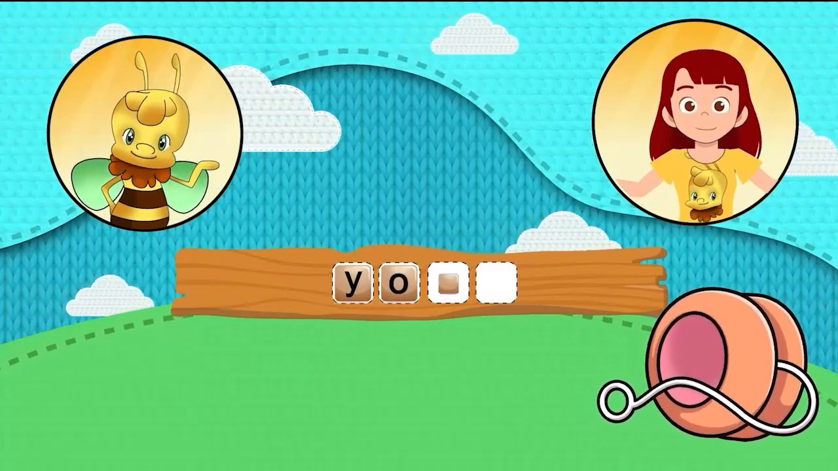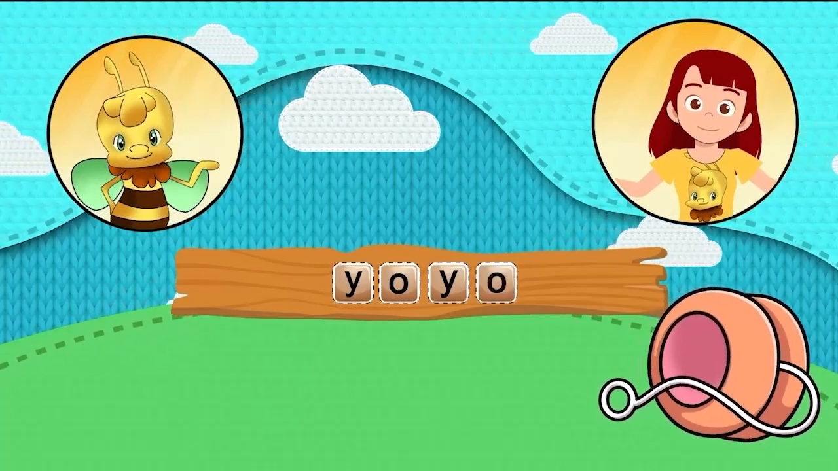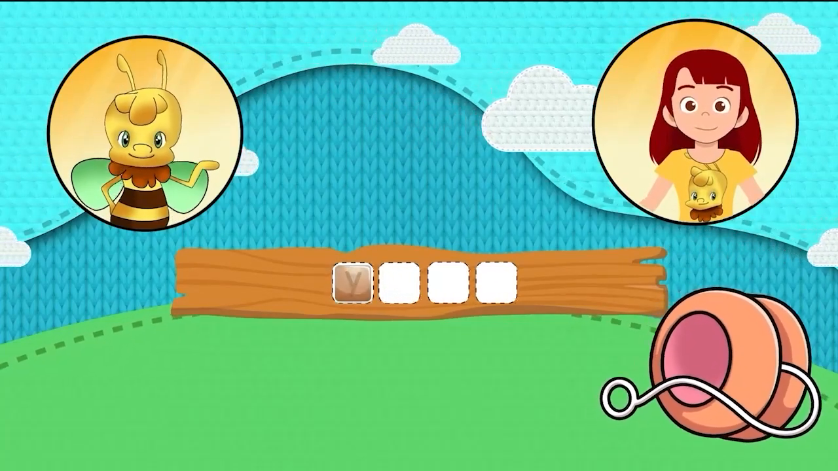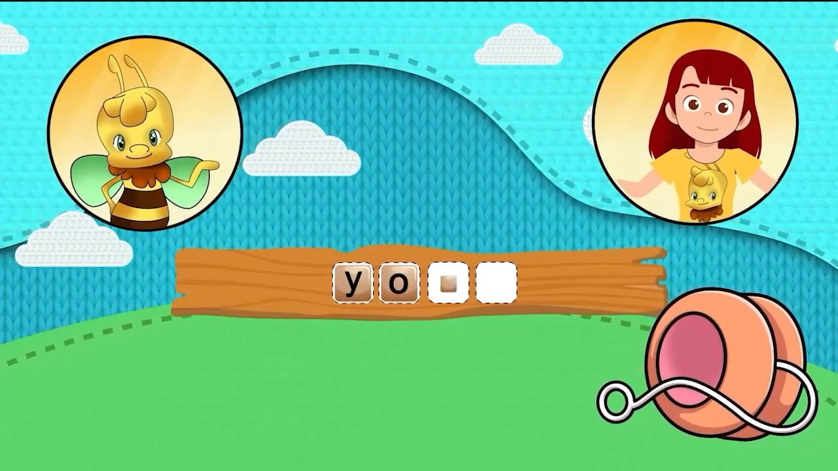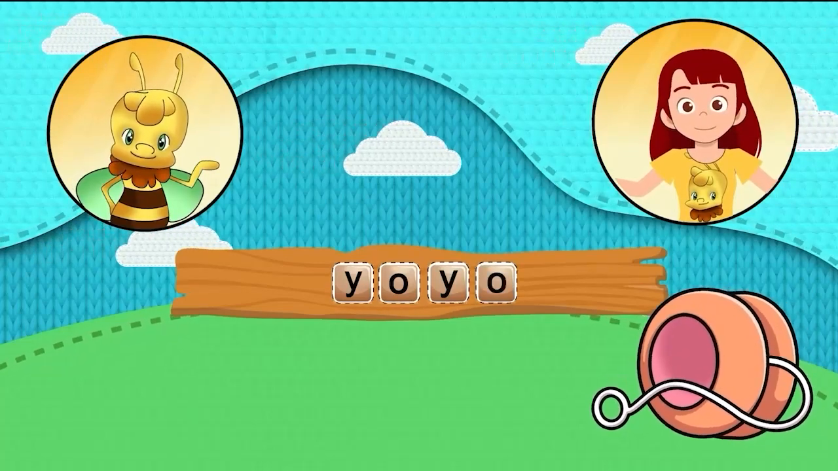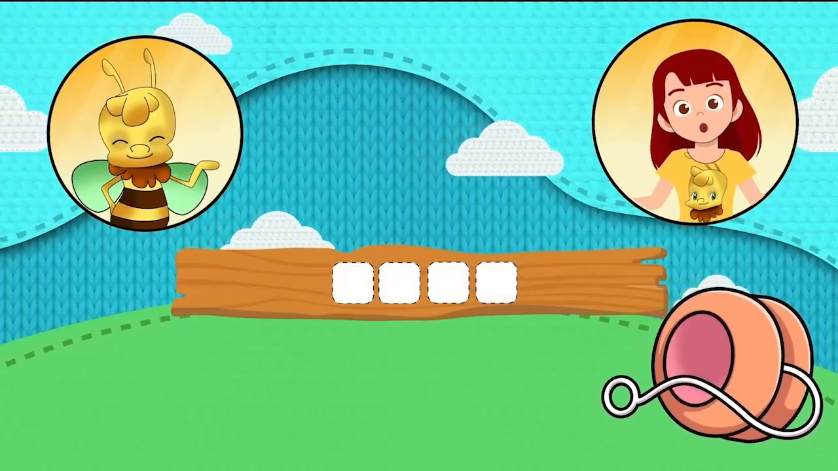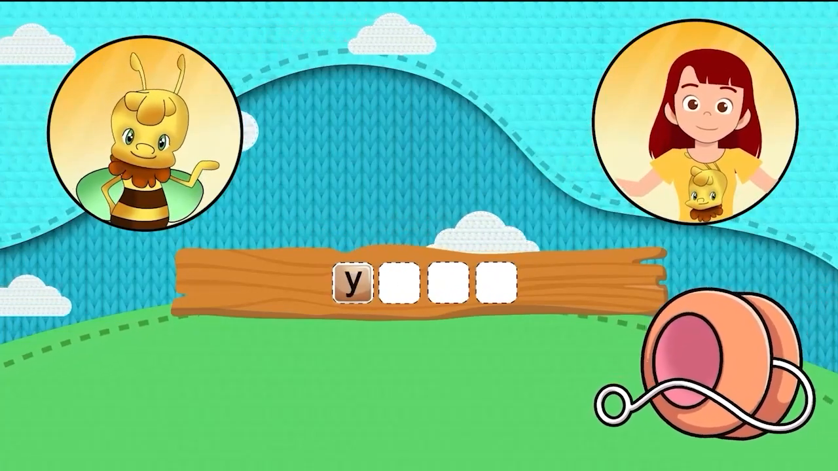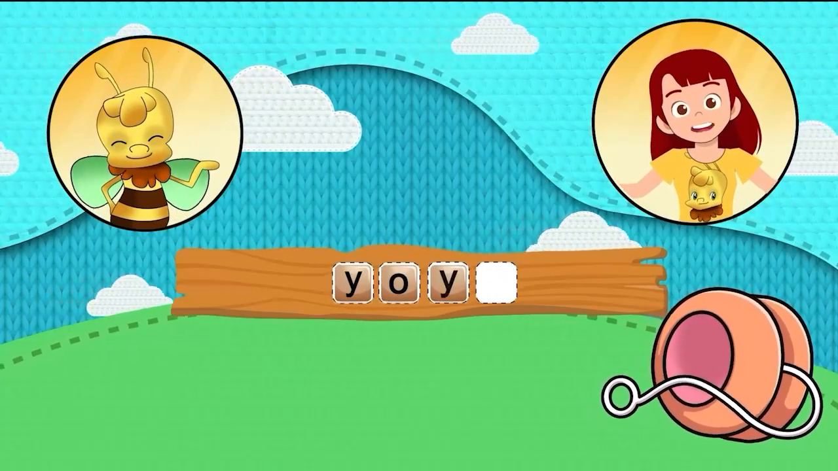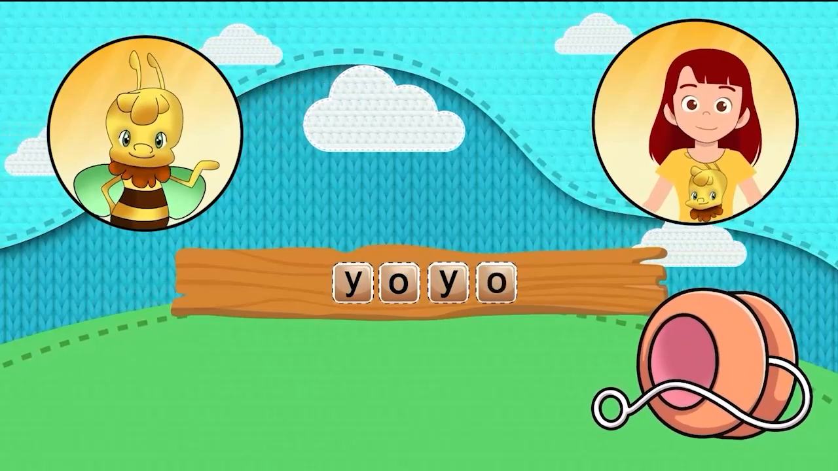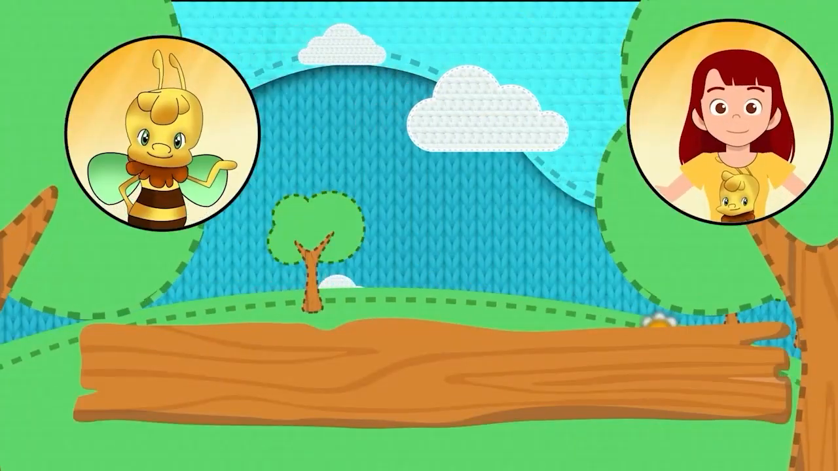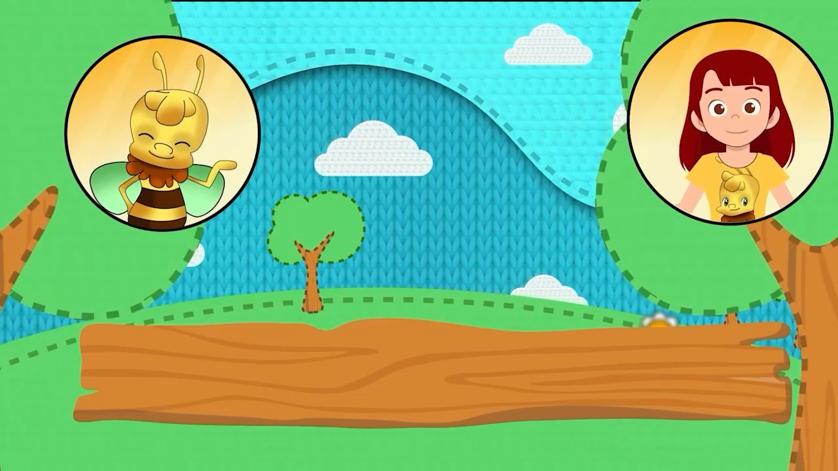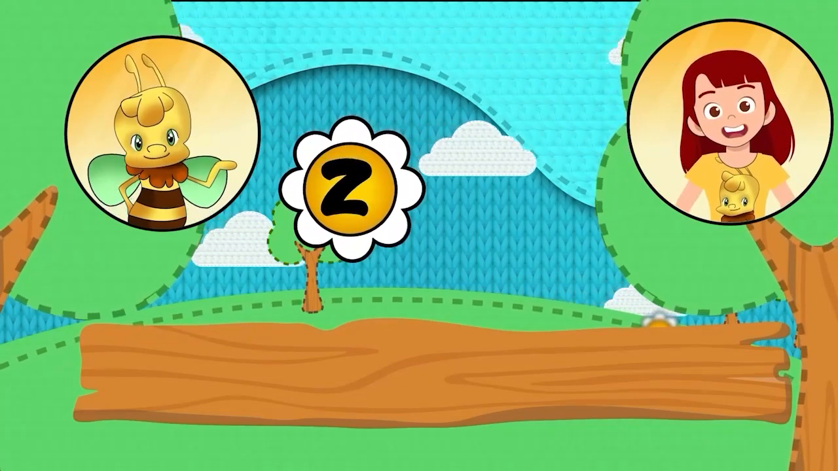O. Y. O. Again, we spell yo-yo. Y. O. Y. O. Let's spell it once more as a group. Come on, everyone. Y. O. Y. Wow! We've nearly finished learning about the six sounds for today's lesson. We only have one sound left.